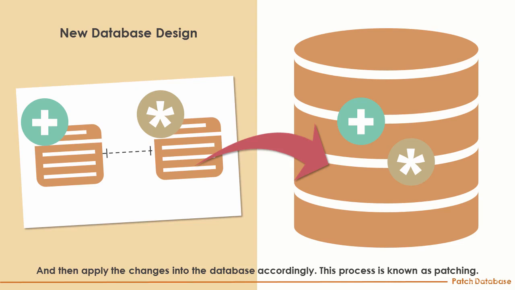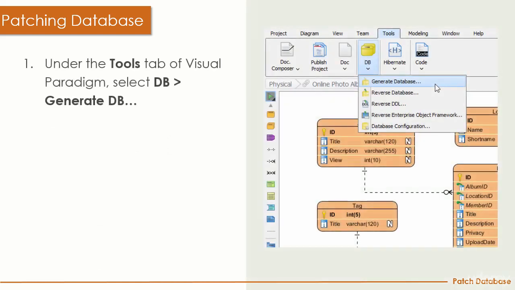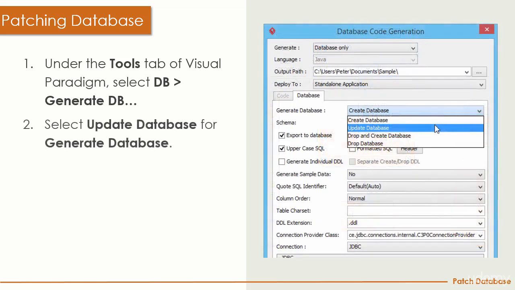We suggest you make this process automatic when you roll out a new system, like you put it in a script or you put it in the initialization file of your new version, rather than do it manually. It can cause a lot of errors and slow down the upgrade process. To generate the upgrade, to generate the patch from Visual Paradigm is easy. You just go to the DB and generate database. The difference is you change from generate database to update database. Let me do a quick demonstration to you before we move on.